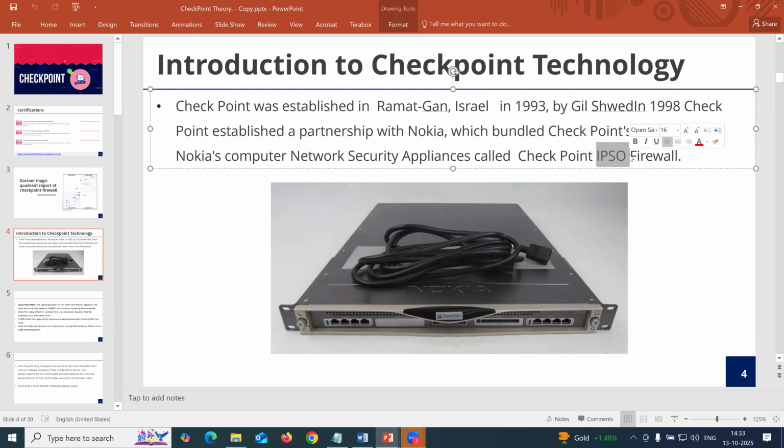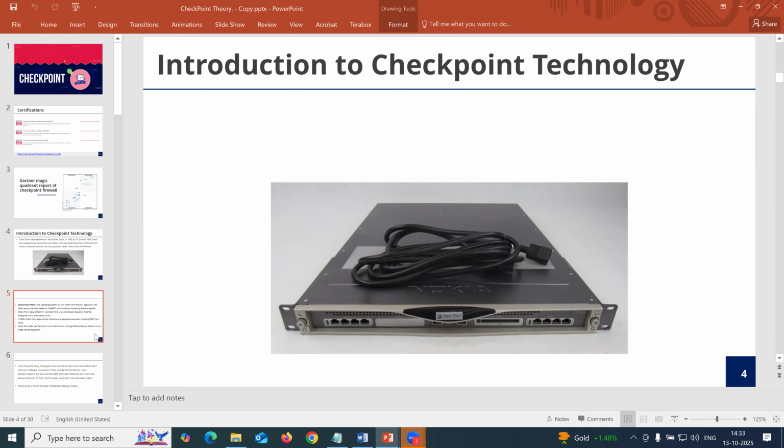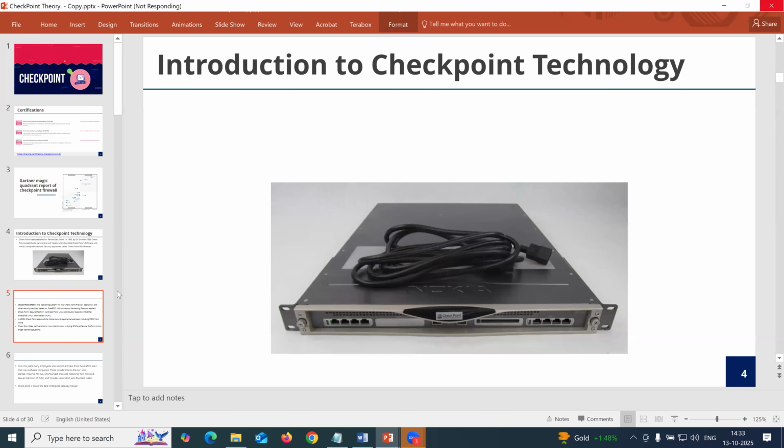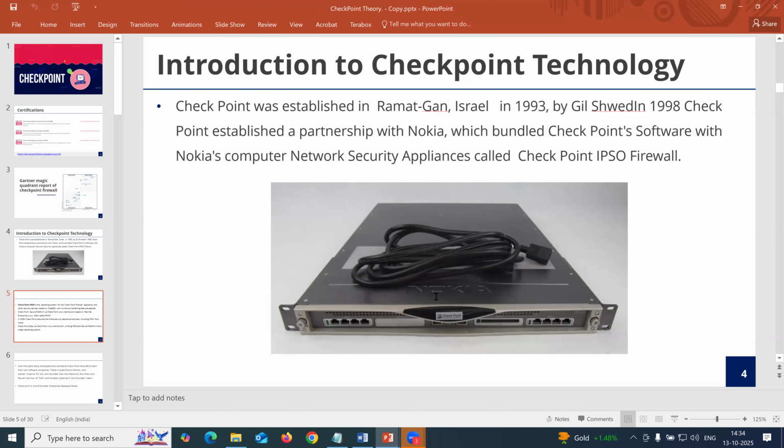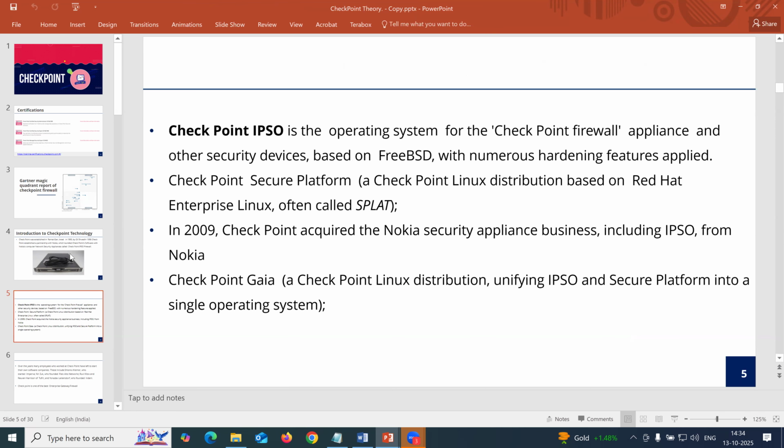The first firewall of Checkpoint with hardware was called the IPSO firewall. Before that, it just had a software based firewall. With the hardware, they created it as an IPSO firewall. And in that, they had an operating system. Guys, if you see this hardware, if you see this picture at the top, do you see Nokia is written?